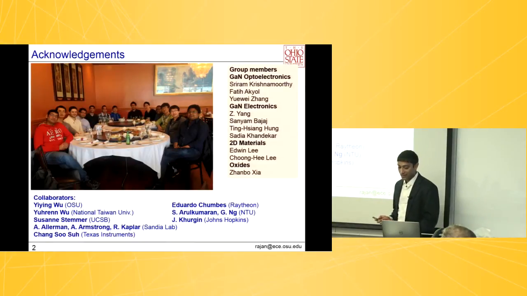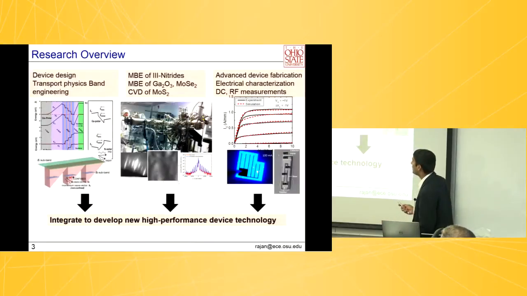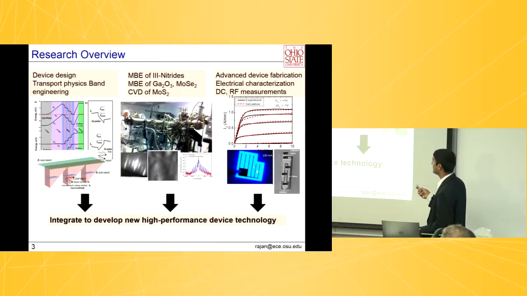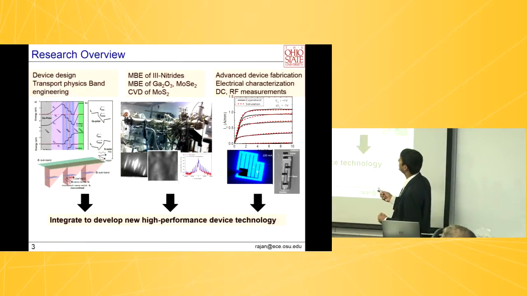Just a quick research overview. We're a device group, and so our final objective is to make devices, mostly electronic, recently also some opto devices with gallium nitride. But we do growth of materials. So we have several growth chambers that my group operates. We have a 3-nitride chamber, which was the oldest one.